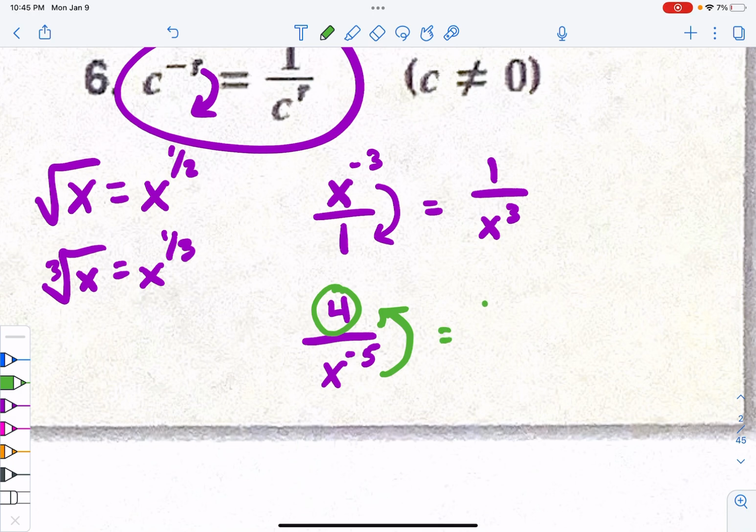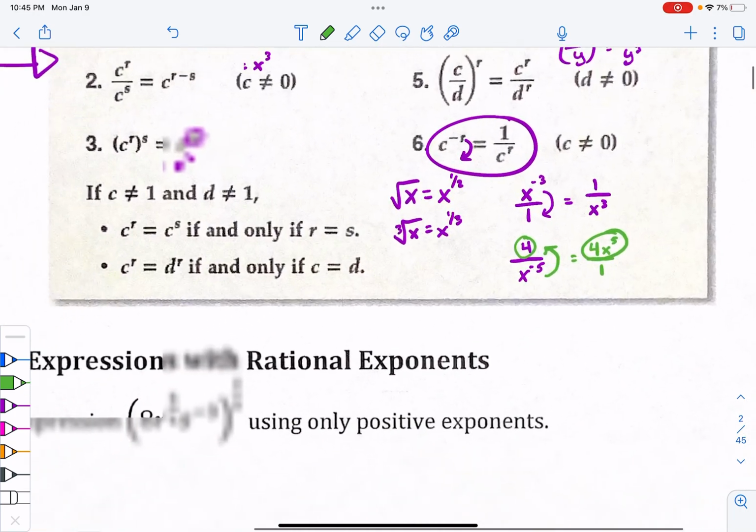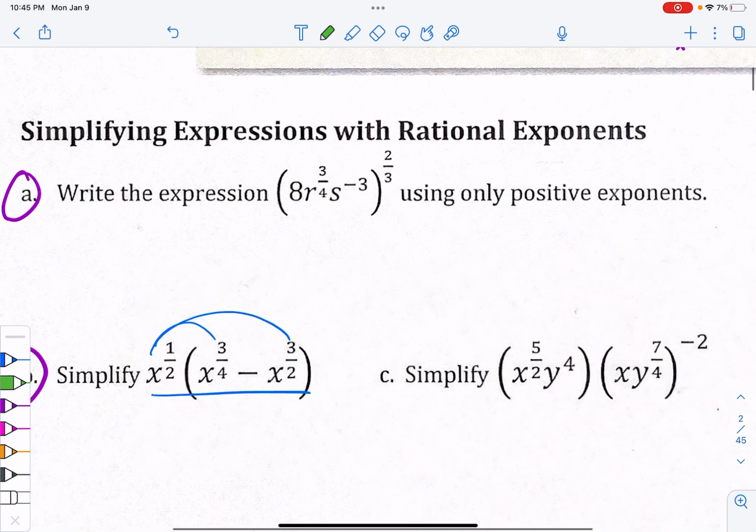He's just going to chill out. So he's going to be 4x to the positive 5th power over 1. And you really don't need a 1 if it's on the bottom, right? So if I move him up to the top, he'll just be 4x to the 5th power, okay? So just examples. When you have negative exponents, you can move them top and bottom, and that's how that transitions, okay? All right, so let's do a couple of these, and then we will be done.